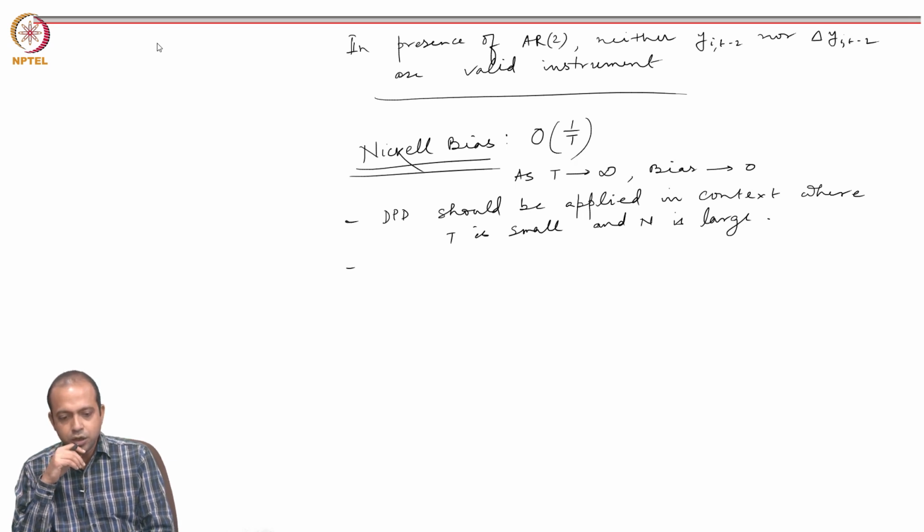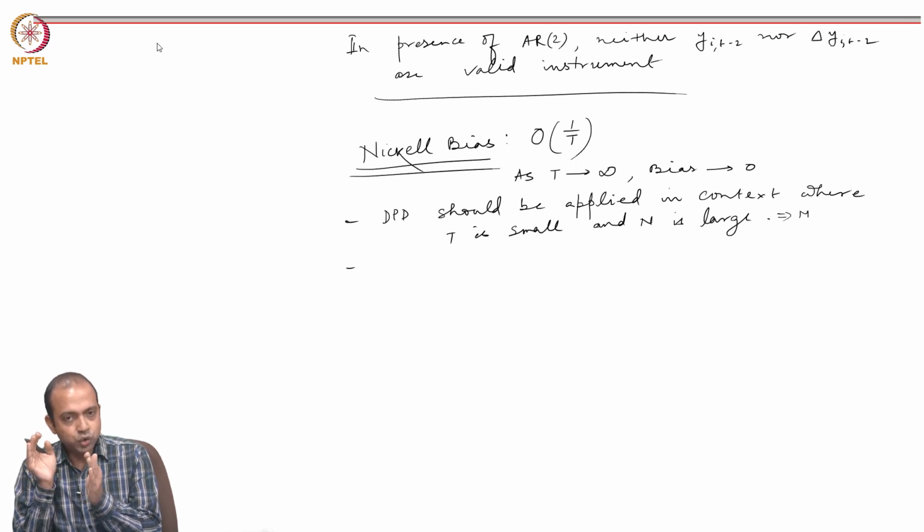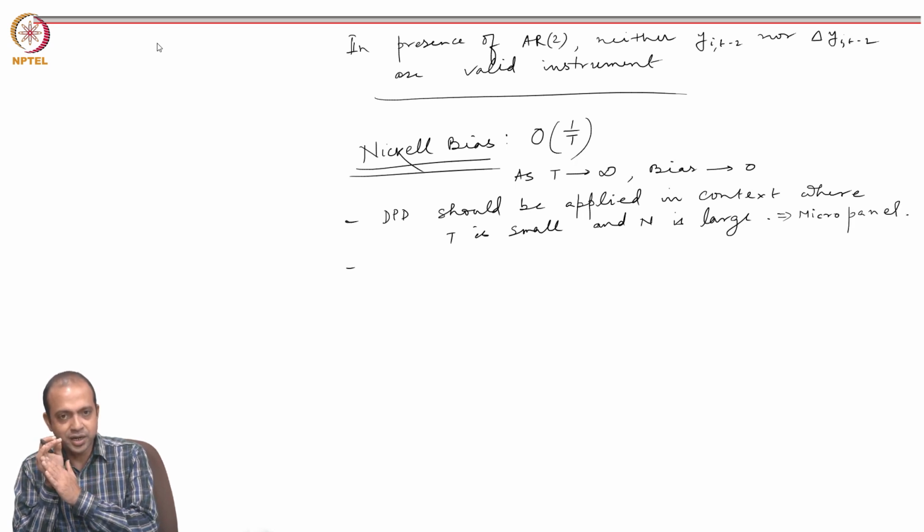Right. So, when there is this type of problem, T is small, N is large and we have lag dependent variable in the right hand side, and then we are assuming that there is no AR2, we can go ahead with this estimation suggested by Anderson and Hsiao, wherein we will transform the model, we will take the first difference and we will use Y_{i,t-2} or delta Y_{i,t-2} as instrument.